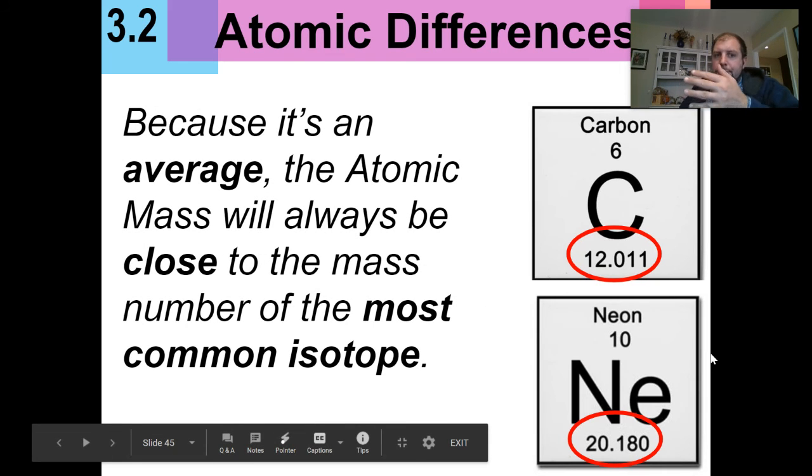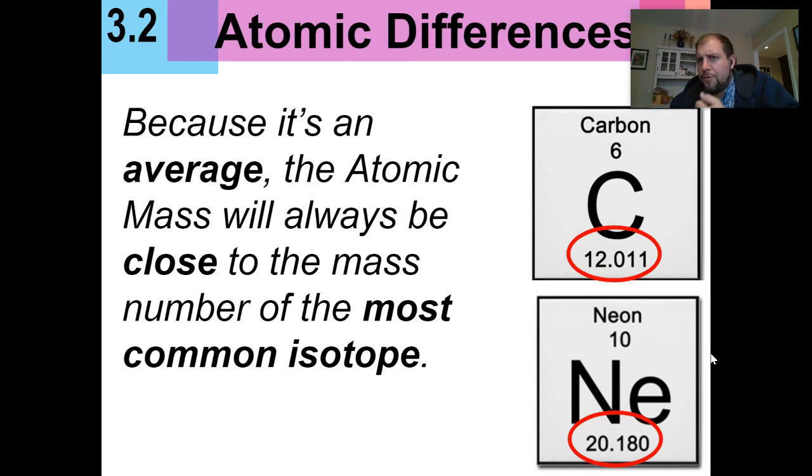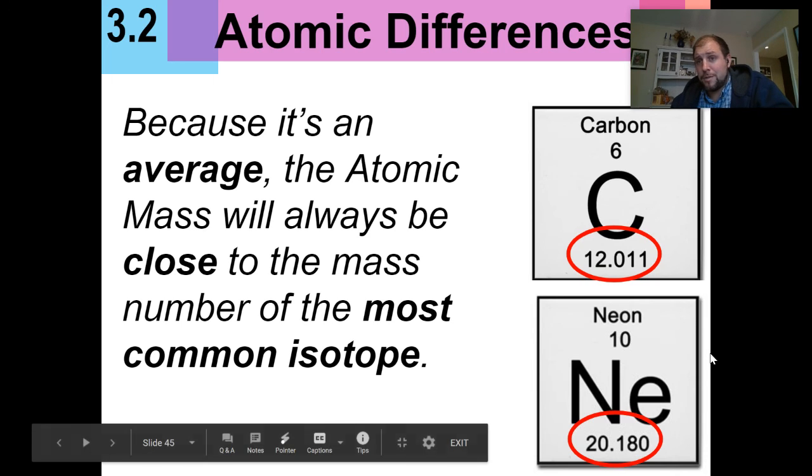Now, because it's an average, if you're doing this right, and I go over it in the homework, your atomic mass will always fall between your lowest mass and your highest mass. And it's going to be closest to whatever isotope is most abundant. So carbon, there's carbon-12, 13, and 14. Your atomic mass is going to fall in between 12 and 14, and it's closest to 12 because 12 is most common. Just like with neon, there's neon-20, 21, and 22. But the vast majority of neon is neon-20. So your answer is going to be closest to 20.